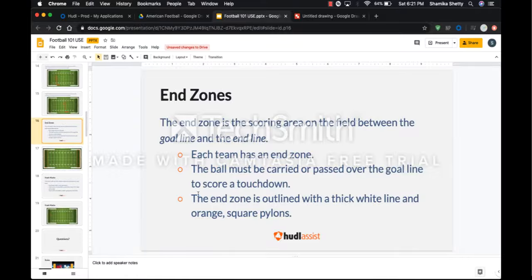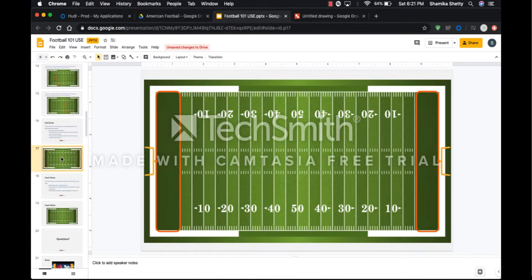Each team has an end zone. The ball must be carried or passed over the goal line to score a touchdown. Now, a touchdown is a scoring play in American football. If a team has to score a touchdown, it has to carry the ball or pass the ball across this goal line and enter into the end zone to score a touchdown.